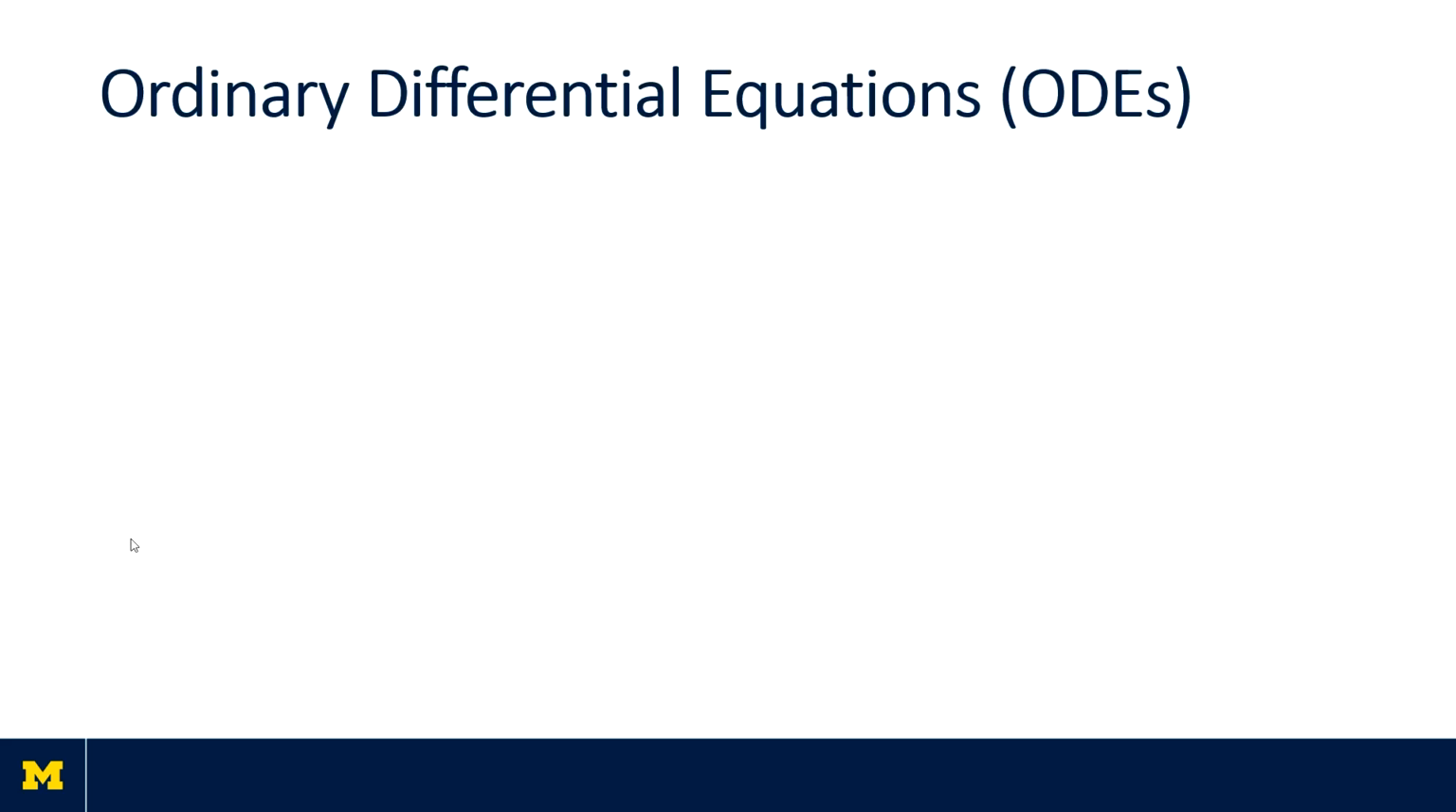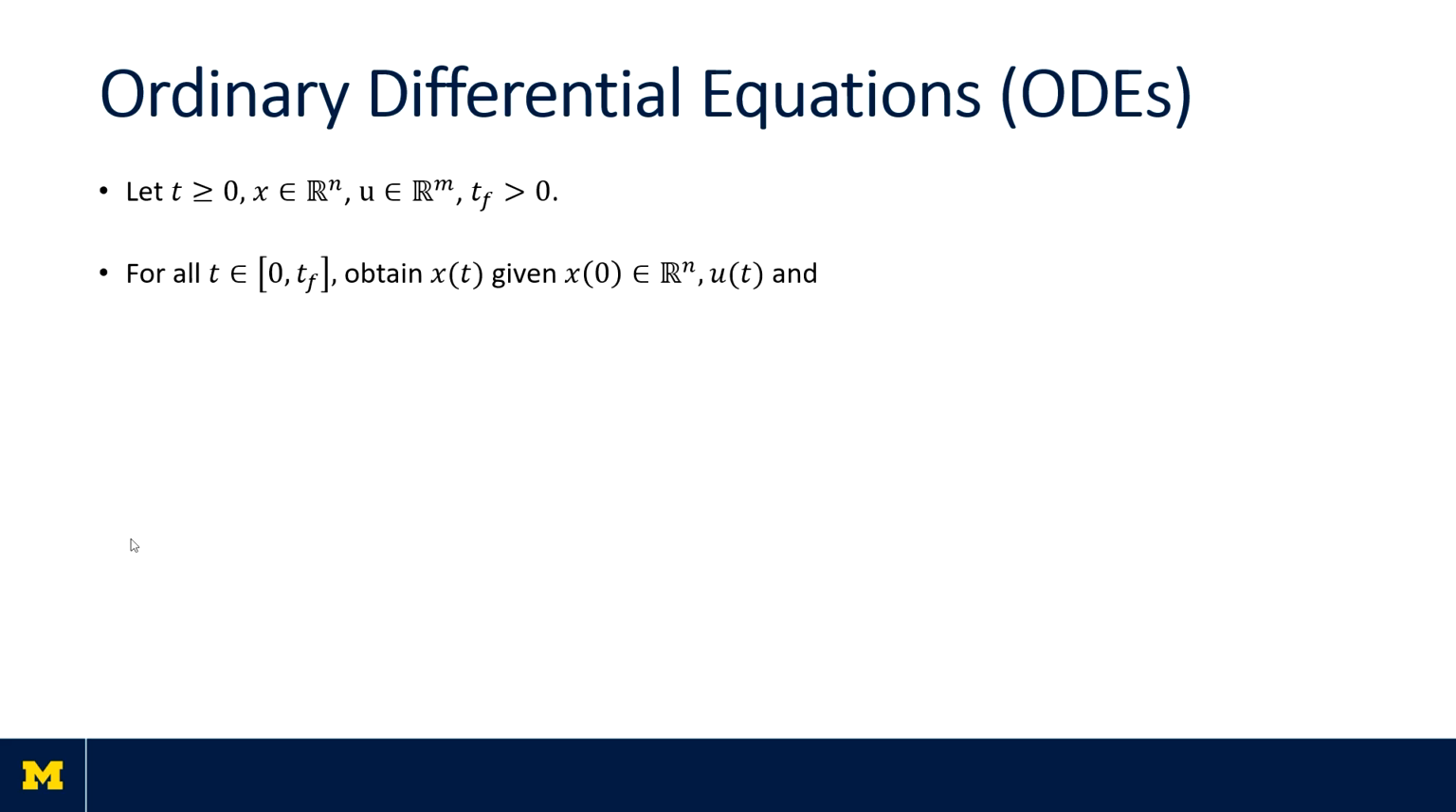First, let's go over ordinary differential equations, which we'll refer to as ODEs from now on. Let t represent the time, and let it be greater or equal to 0. Then let x and u be vectors, and let tf represent the final time. So, for all t within the time interval of 0 and the final time, we'll obtain x in time, given an initial condition for x, knowledge of u at all times, and supposing that the system dynamics are given by the derivative of x with respect to time, which will be represented by a function of time, x, and u.